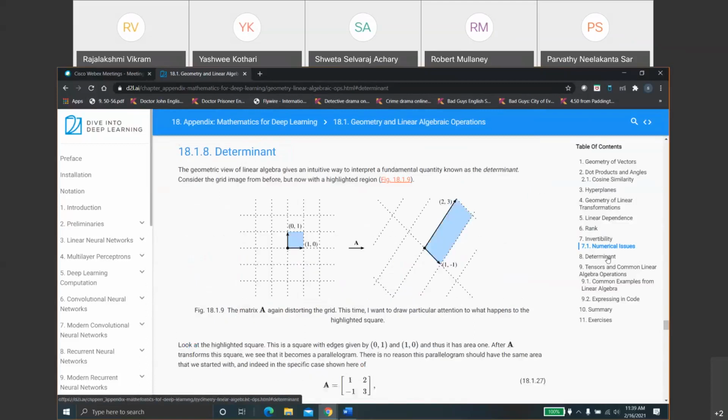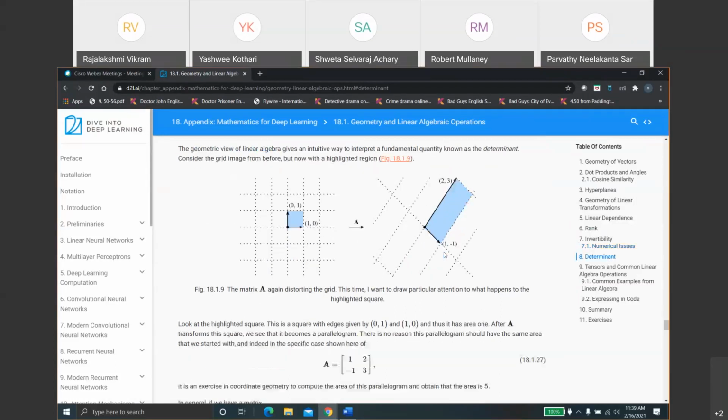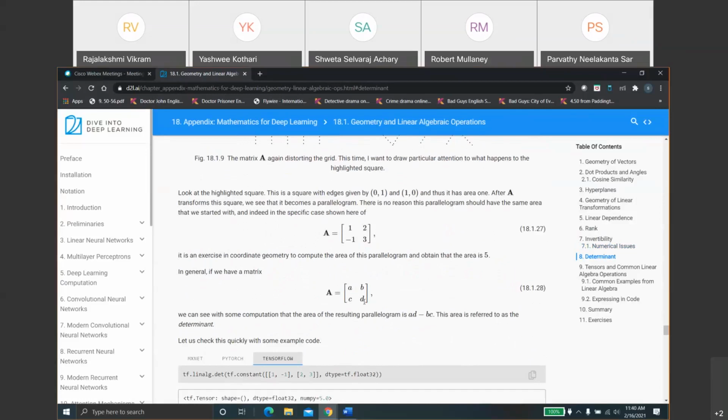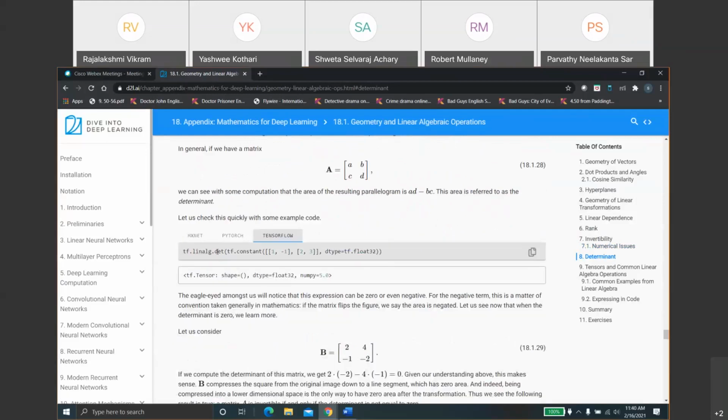What is a determinant? Previously in linear transformations, we saw how applying a matrix A was changing the grid, how it was affecting the vector. Here, this plane changes from a square to a parallelogram. To find the area of this new plane, we can use determinant. Okay, so determinant for a 2 cross 2 matrix is A into D minus B into C. And in TensorFlow, you can use the determinant function, the linear algebra determinant function.